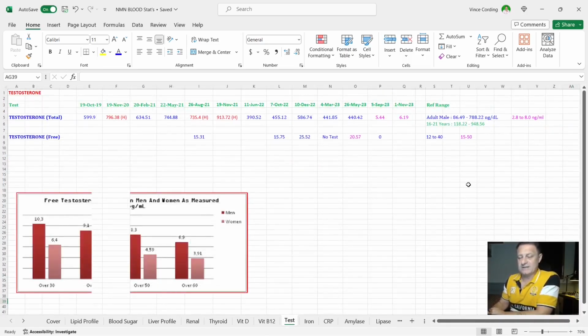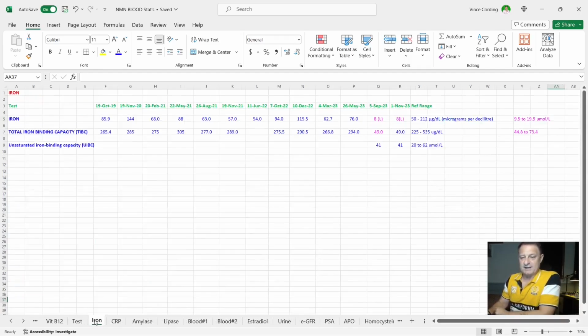Then my total testosterone. I can't get my free tested either here or on the Big Island. I've got to go to Manila for that, so any time that I do travel to Manila, I will hunt someone down to test my free testosterone. You can see here the reference range, 2.8 to 8. Mine is up to 6.19 from 5.44, so I'm happy with my testosterone score for this blood test.